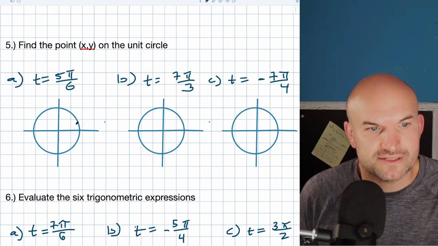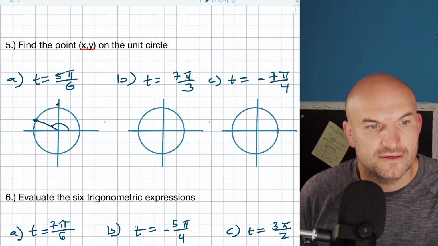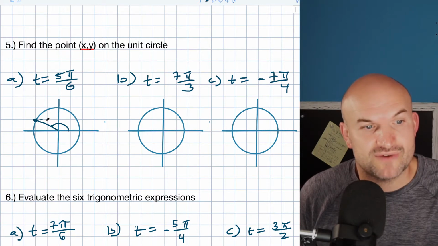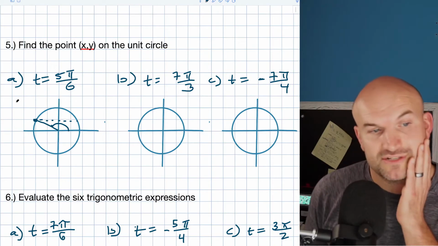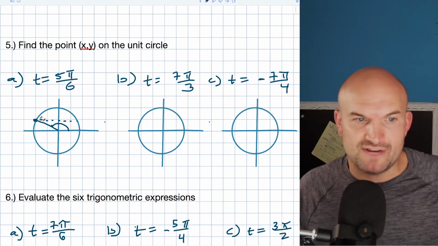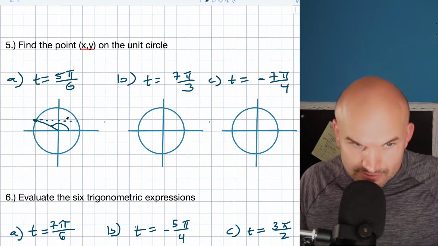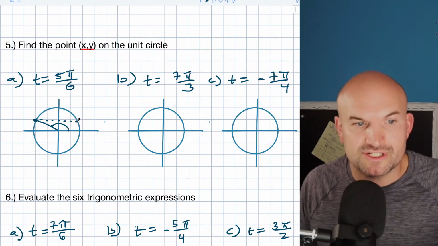So we have 5 pi over 6. So again, that's going to be almost there, right? So it's going to be there. Okay, 5 pi over 6. Now that is going to be directly across from this angle, which is going to have a reference angle of pi over 6, right? So what I always like to do is find where it's reflective in the first quadrant, which is this point right here.